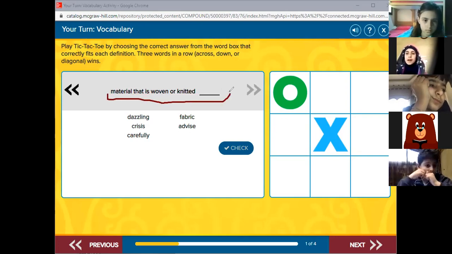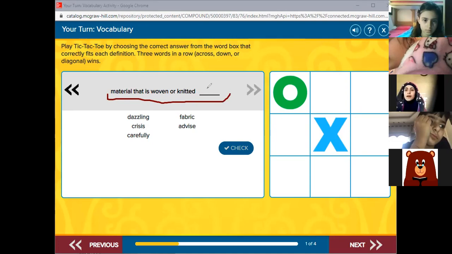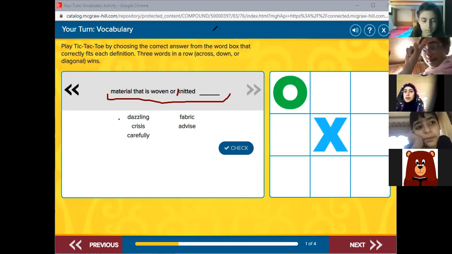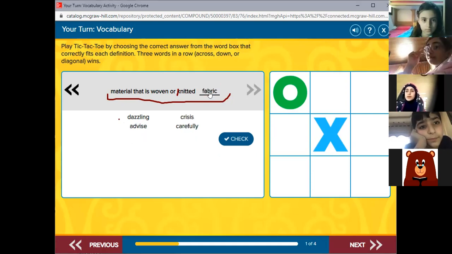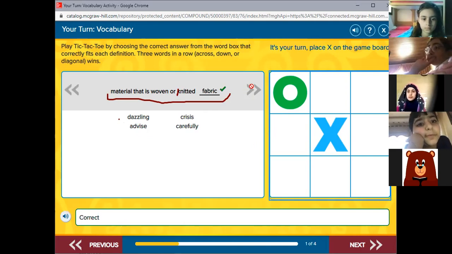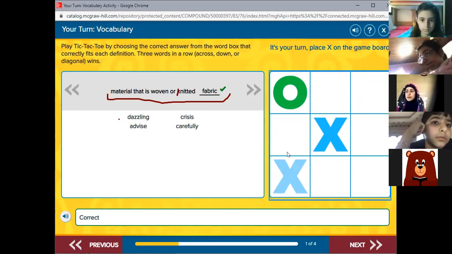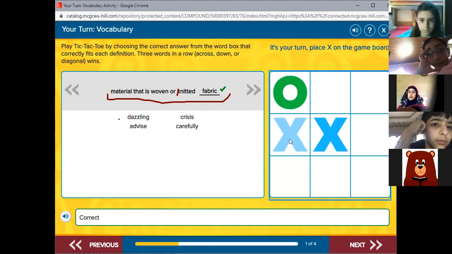Material that is woven or knitted, the K is silent, knitted. Fabric. Let's see. Check. Good job. Correct. Yalla. Where do you want the X? In the left. Under the O? Here or down? In the middle? Here? Okay. Thank you, Zahra. Yalla, Rev.